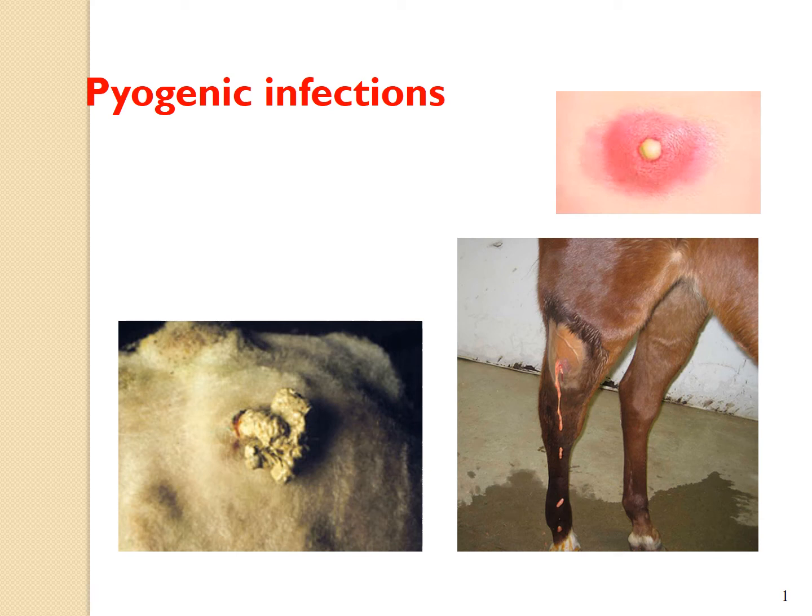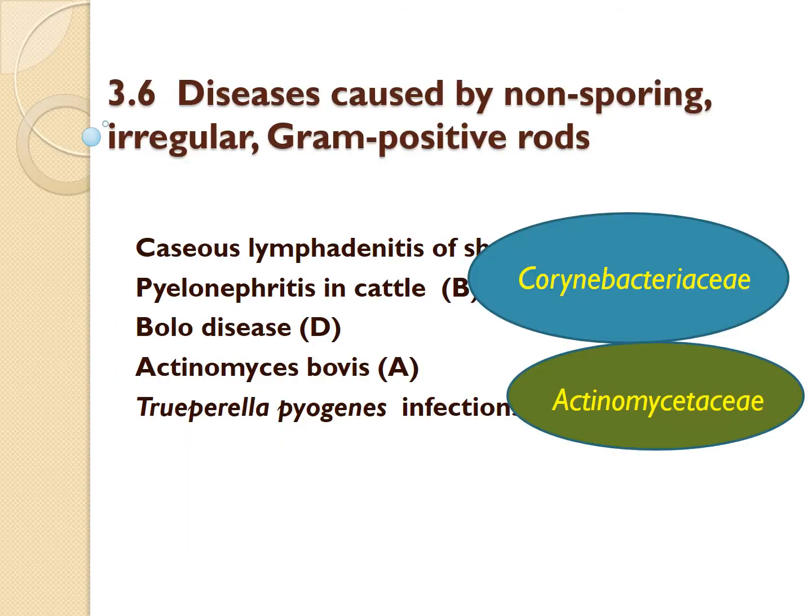Pyogenic infections are infections that lead to the formation of pus. In Theme 3.6, we will look at gram-positive rods that cause pyogenic infections. They can be divided into two families, the Corynebacteria Actinomyces and the Actinomyces Tpyogenes.